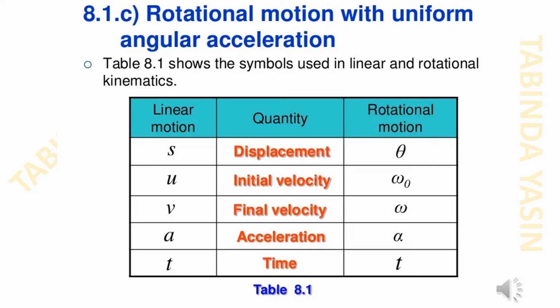Now the rotational motion relation with the uniform angular acceleration, there are the symbols for the linear and rotational kinematics. That is, the linear motion has the displacement designated as s, and rotational motion is theta. The initial velocity in linear motion is small u, and in rotational motion is omega naught. Final velocity in linear motion is v, and in rotational motion that is designated by omega. Acceleration is designated by a in the linear motion and by alpha in the rotational motion, and time is the same in the linear motion and rotational motion, that is the symbol t.